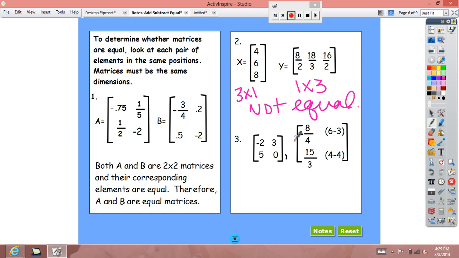In this example, they are equal. -2, -8/4, well, this simplifies to -2. 6 minus 3 is 3. 4 minus 4 is 0. 15/3 is 5. They have the same dimensions, so this is yes, equal. Okay? So, pause that again if you want to look through that.